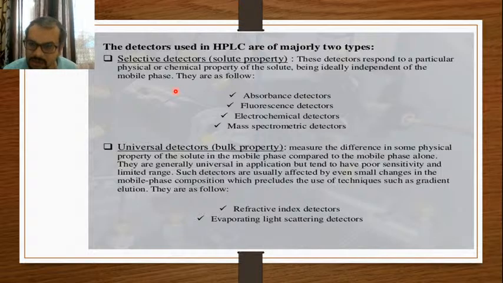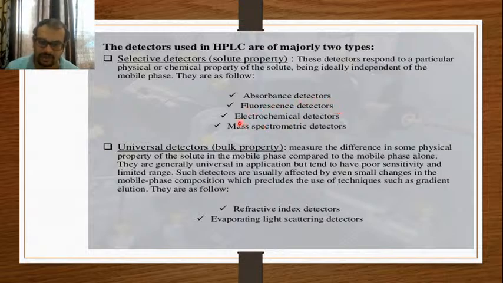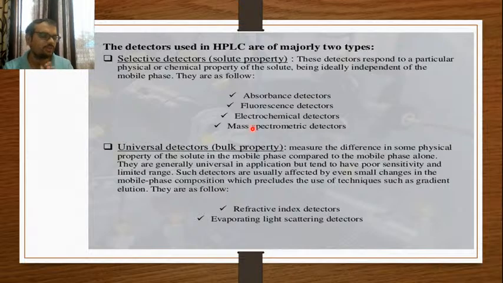Now, what are the examples of selective detectors? First is absorbance detectors. You can take the example of UV spectroscopy as a detector, fluorescence spectroscopy or a fluorescence detector system. Electrochemical detector system is also categorized into the selective detector system, and mass spectrometric detectors, which utilize the separation of what we can call fragment ions, or rather conversion of your molecule or analyte into the fragment ion, and their detection is what forms the basis of mass spectrometric detection.